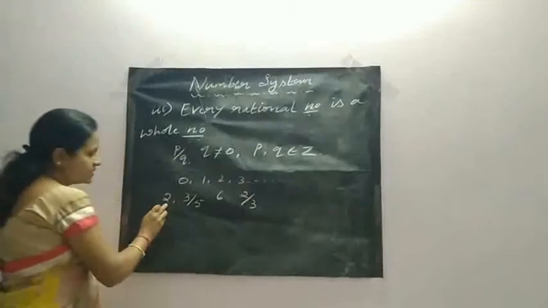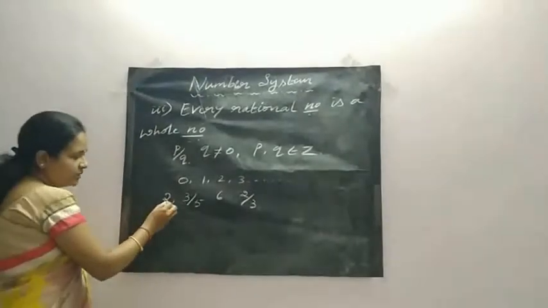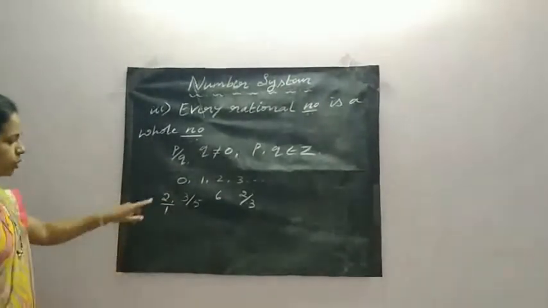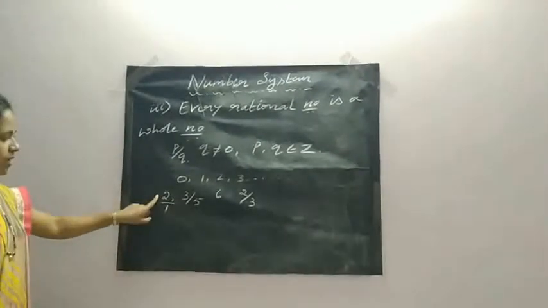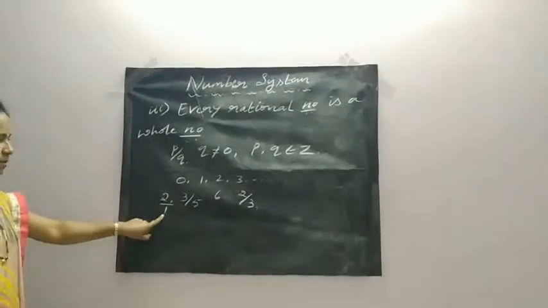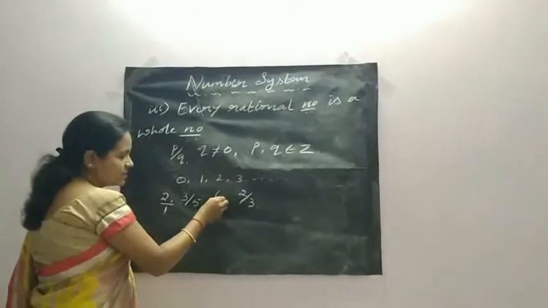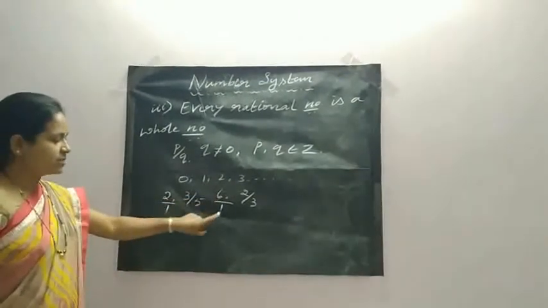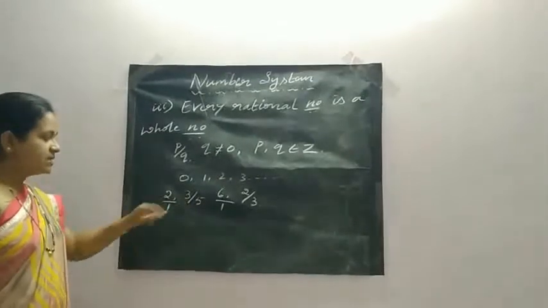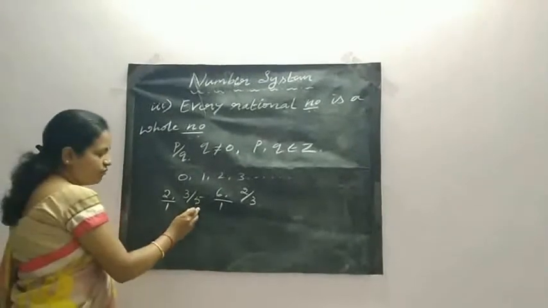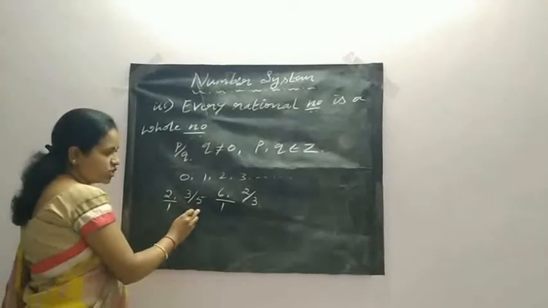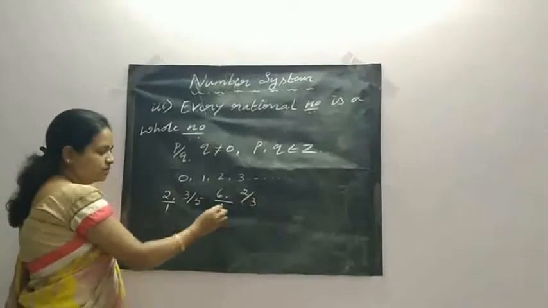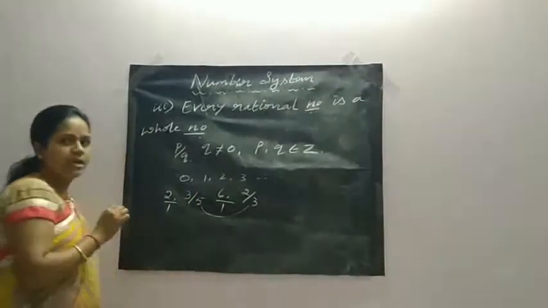For rational numbers, we'll take some examples such as 2, 3 by 5, 6 and 2 by 3. See the first one, 2. If nothing is there, we'll consider the denominator as 1. Now 2 and 2 by 1. 2 is a whole number, 2 by 1 is a rational number. See the third one, 6. If nothing is there, we'll consider that as 1. 6 is a whole number and 6 by 1 is a rational number. See the second one, children, that is 3 by 5. It is in the form of a fraction, and the fourth one is 2 by 3, which is also in the form of a fraction. These two are not whole numbers.